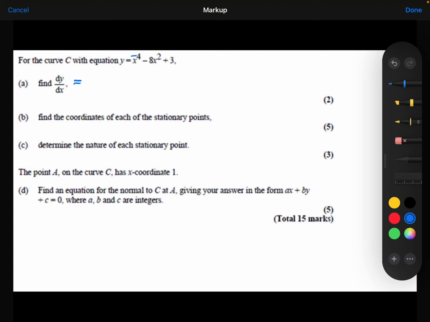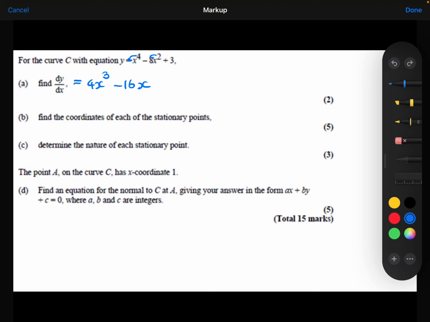The x to the power 4 will multiply by the 4 and take 1 away from the 4. The minus 8x squared will multiply by the 2 and then we'll take 1 away from the 2. And then the 3 is a constant, so that's going to differentiate just to be 0. So that's the answer to my part A. dy by dx is equal to 4x cubed minus 16x.